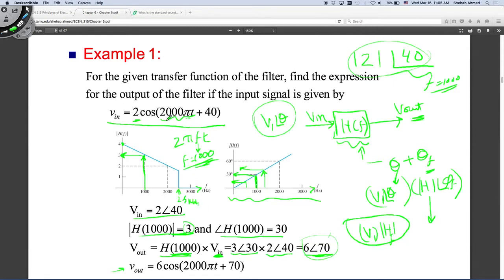1000, because this is omega t, right? This is omega, this is 2 pi f. So this is 2000, so the frequency f is 1000. So the signal coming in is 1000 hertz, and I want to see how my transfer function will respond at 1000 hertz only. Yeah, the specific frequency is there.